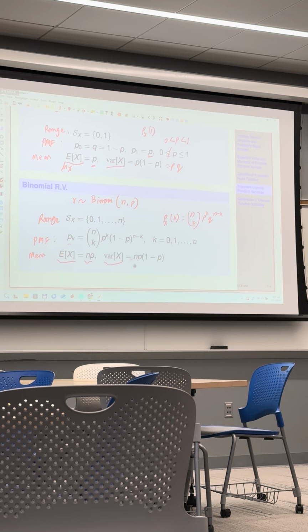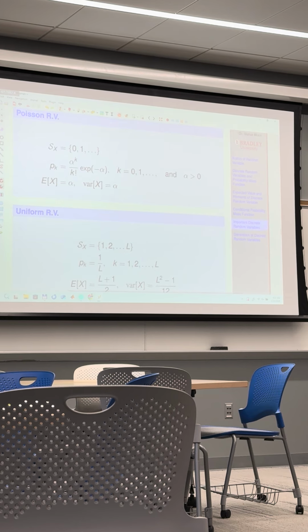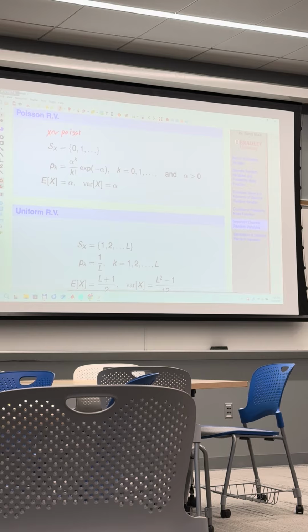So similarly, I summarized Poisson random variable. So x is a Poisson random variable with parameter alpha. Poisson variable takes one parameter alpha. This alpha is the average number of events that happen in a certain period of time. So in Poisson random variable, you don't have like n number.